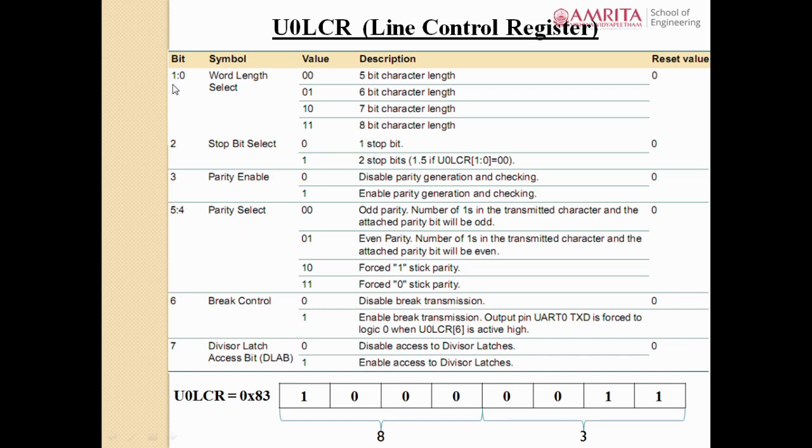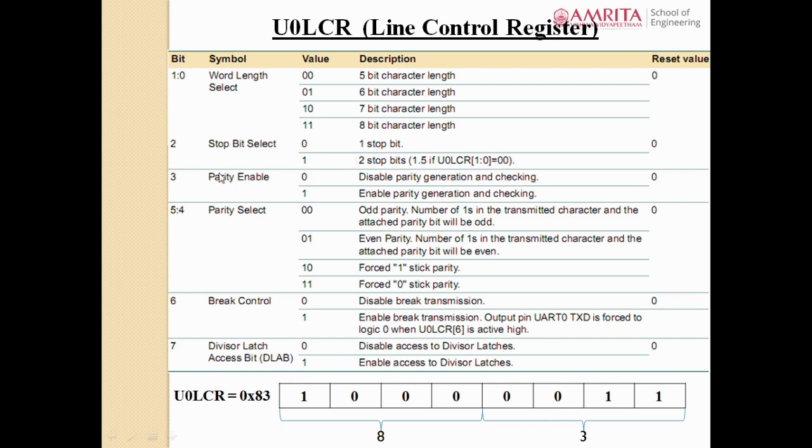So what value you should write? You should write 1 1 in bit number 1 and bit number 0. Right? You are writing 1 1. Next bit, it is used for configuring the stop bit, and here I am going to configure one stop bit. So what value should write? Bit number 2 should be written with a value 0. So here bit number 2 I am writing a 0. So I am configuring one stop bit.